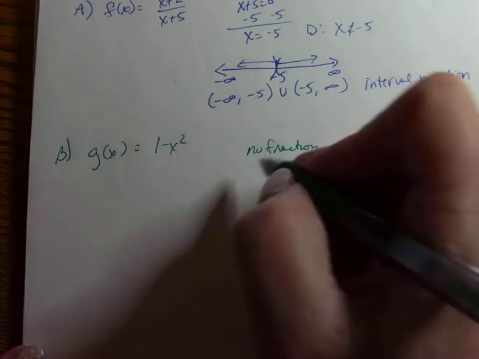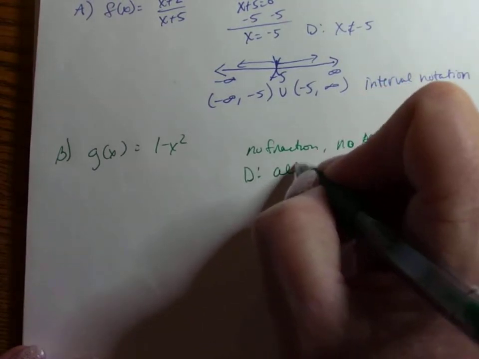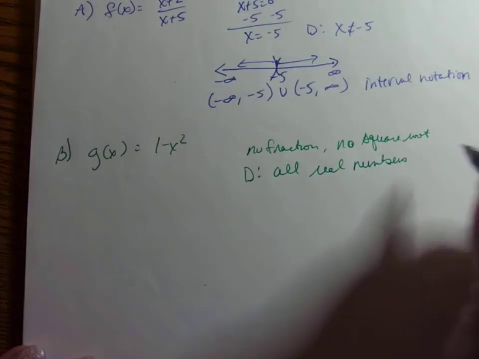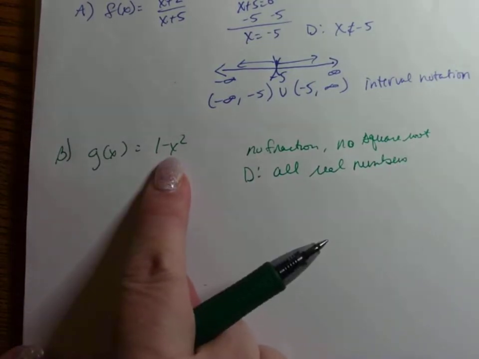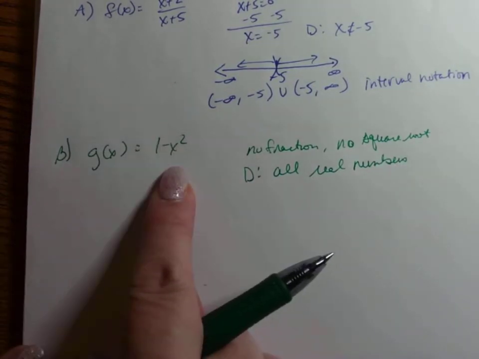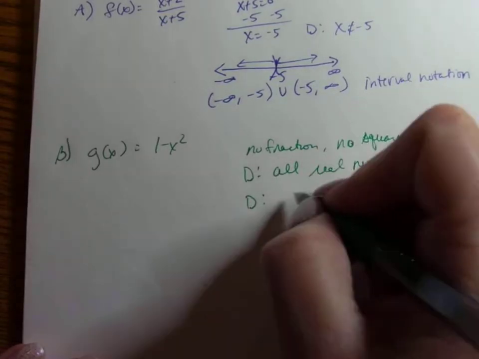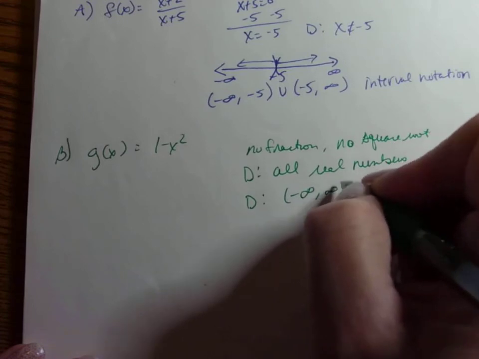So this one means that the domain is all real numbers, because there's nothing that's going to cause us a problem. Nothing will make us divide by 0. Nothing will make us take the square root of a negative. And for interval notation, this will be negative infinity to infinity.